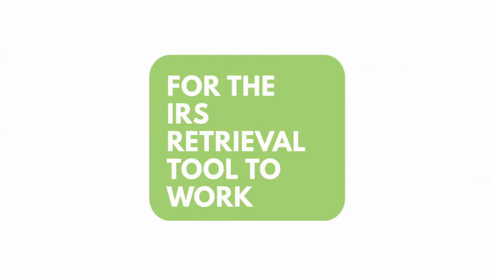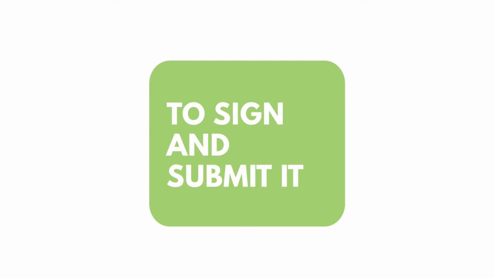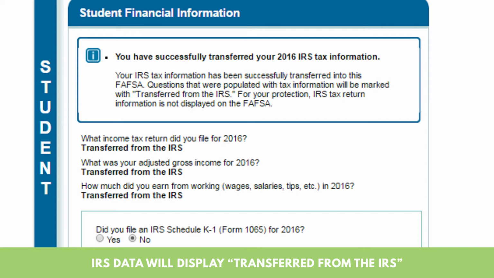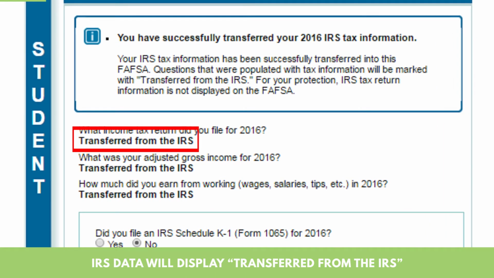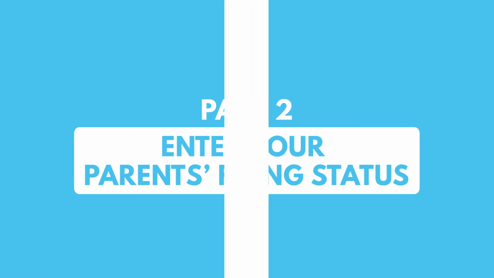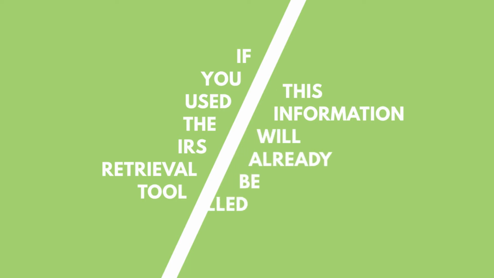7. For the IRS retrieval tool to work, you must return to your FAFSA application to sign and submit it. When returning to the FAFSA, questions that are populated with IRS data will display Transferred from the IRS. Part 2. Enter your parents' filing status. If you use the IRS retrieval tool, this information will already be filled in.